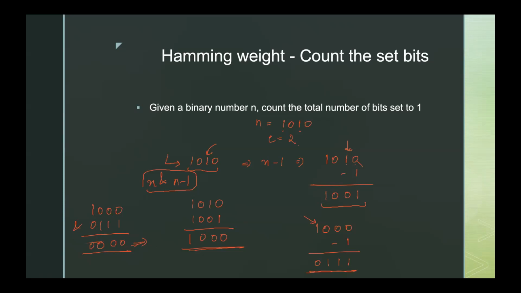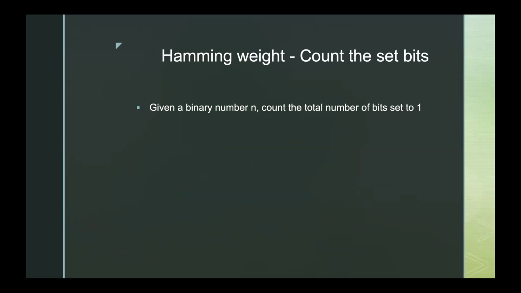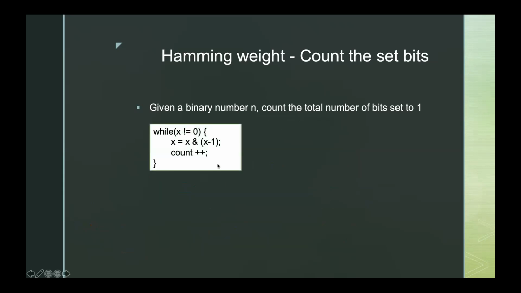So from this we can understand one thing, that if we apply this operation multiple times till the original number becomes 0, and we keep on increasing the count, then we can get the number of set bits. So let's explain it with this code snippet. What we are trying to do here is we are checking till x is not 0, we need to keep performing the AND operation of x with x minus 1 and keep increasing the count. Okay, any doubts in this?